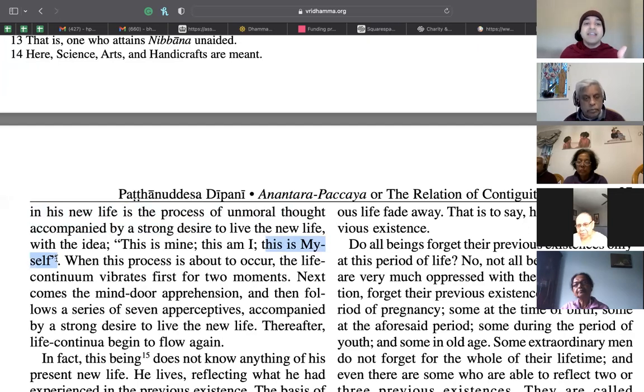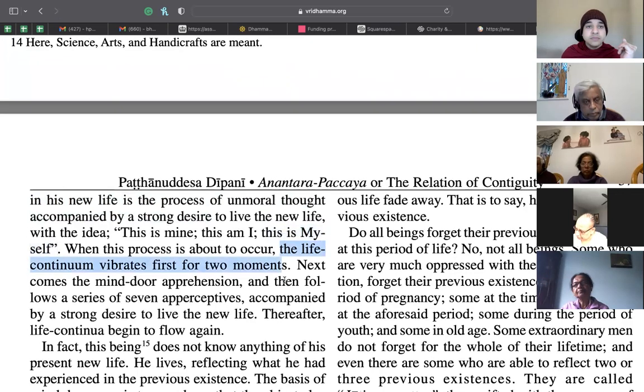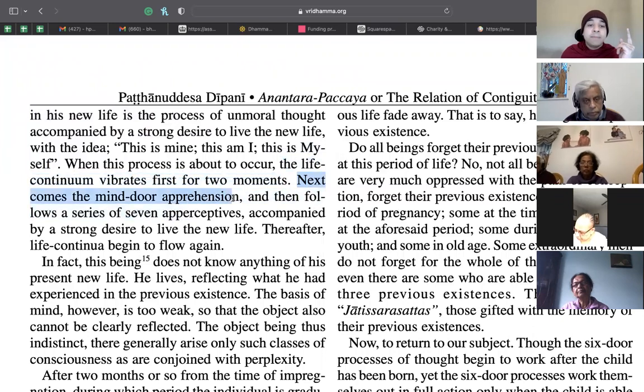When this process is about to occur, the next life continuum vibrates first for 2 moments. Right? Remember? Next comes the mind or apprehension. And then follows a series of 7 apperceptives, right? The javanas, accompanied by strong desire to live the new life. Thereafter, life continua begin to flow again. This is talking specifically about the rebirth process, the rebirth vithi, right?